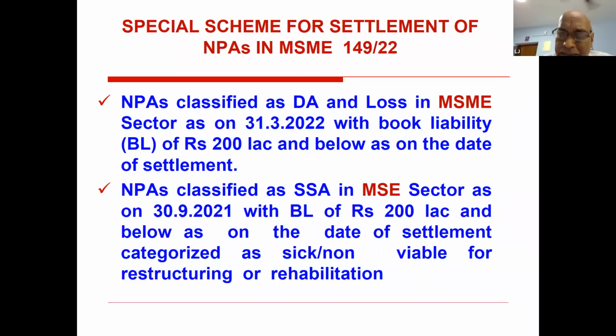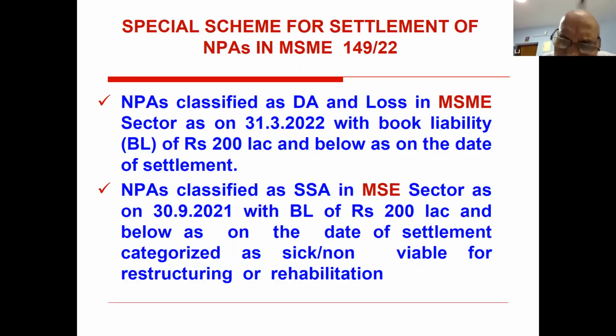Every year the bank is coming out with these. Last year, and the year before last, there were 4 special OTS schemes, but this year you have only 3 special OTS schemes. So HO circular 147 talks about the normal OTS scheme.